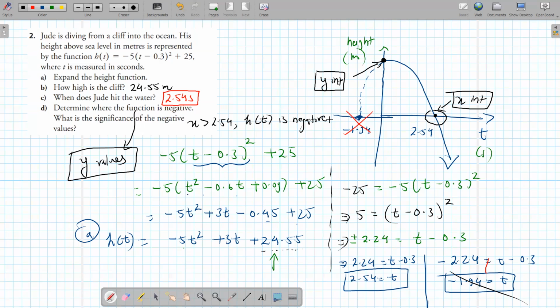What does h of t, what does y being negative tell us in the context of this question? What does that actually mean? See, h represents the height of the diver above the water. So if the height is negative, it means what? You're underwater. Exactly. So after 2.54 seconds, Jude will be underwater, or below the surface level. There we go.